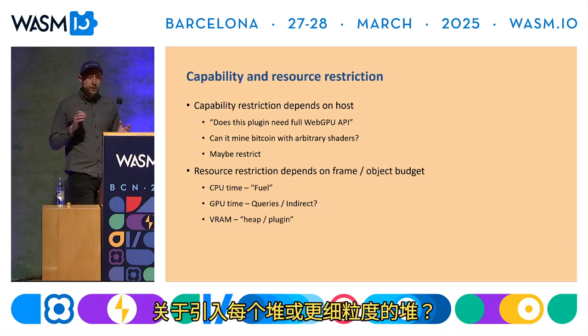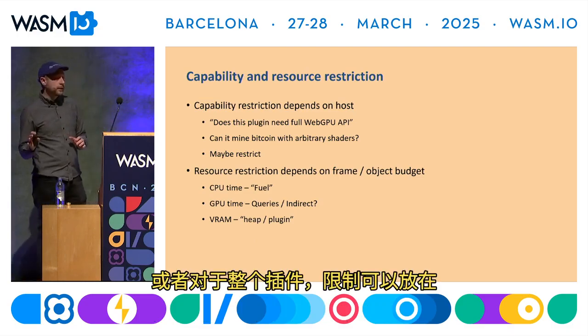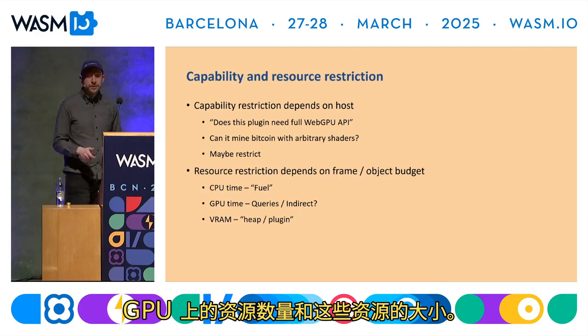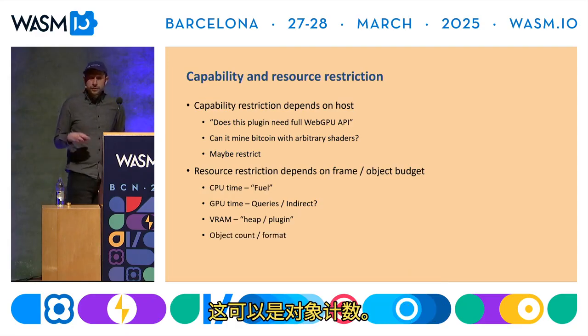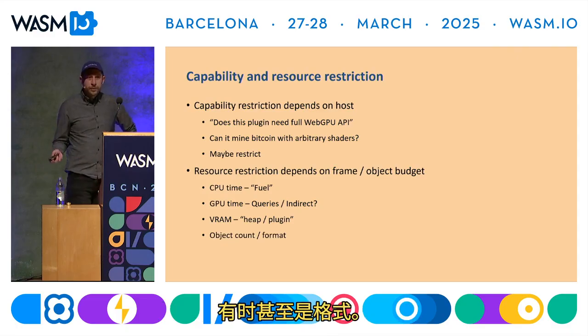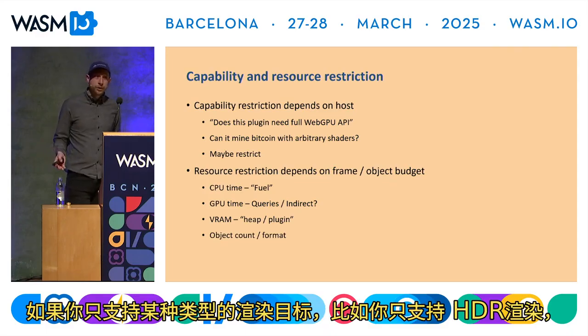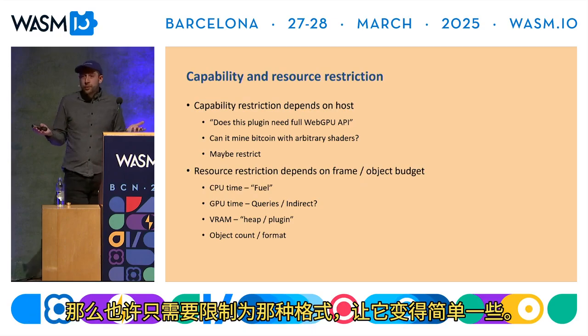Think about introducing, per heap or more granularly, or for entire plugins, limits on how many resources, the size of the resources you can put on the GPU. This could be object count. This can also just be raw heap size limitations. Sometimes even formats. Sometimes you want to make things easy for your users. If you only support a certain type of render target, for example if you only support HDR rendering, maybe just restrict to that format, make it easy.